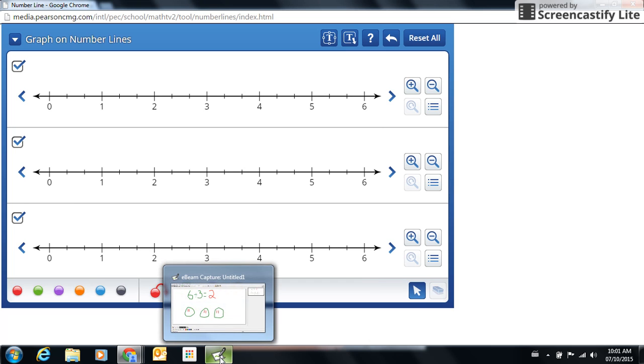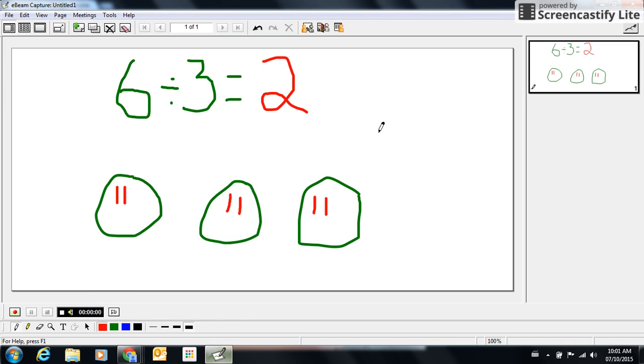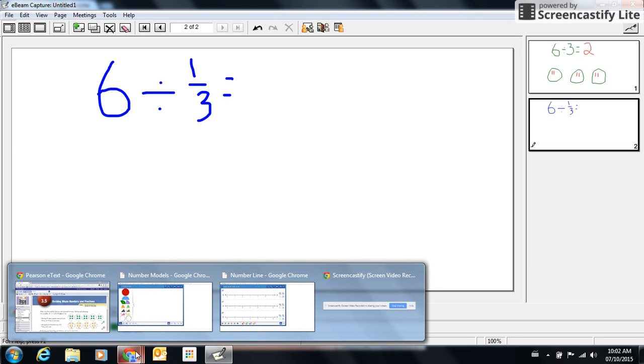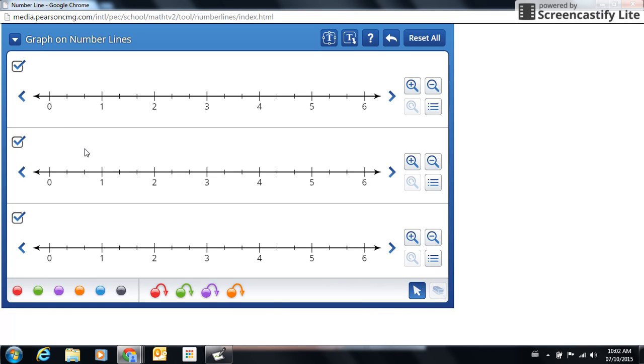Okay, so we are going to focus on dividing a whole number by a fraction using number lines to model our answers. I'm going to create a new page, and here's my first problem. We are going to take 6 and divide that by 1/3. So my question is, how do we do that? Well, using a number line, it's really easy. I'm going to pull up my number line. As you can see, I have 0, 1, 2, 3, 4, 5, and it stops at 6. I set that up before this lesson started.